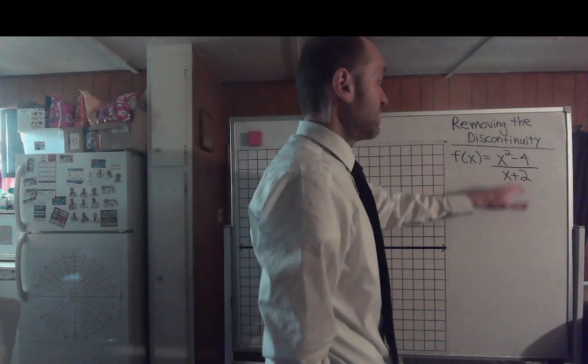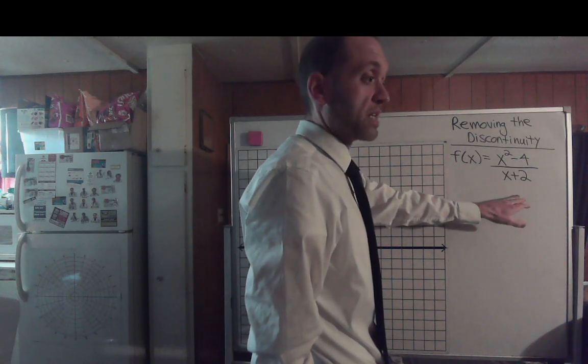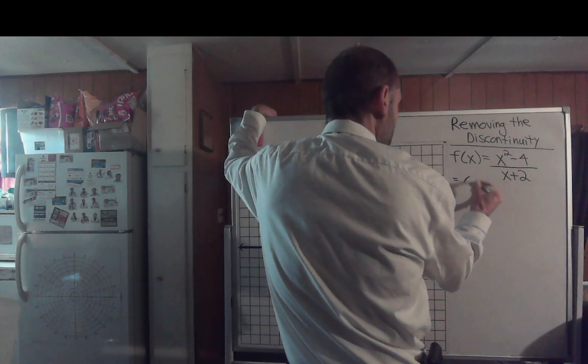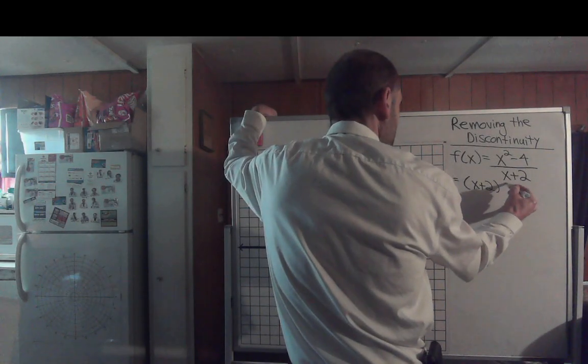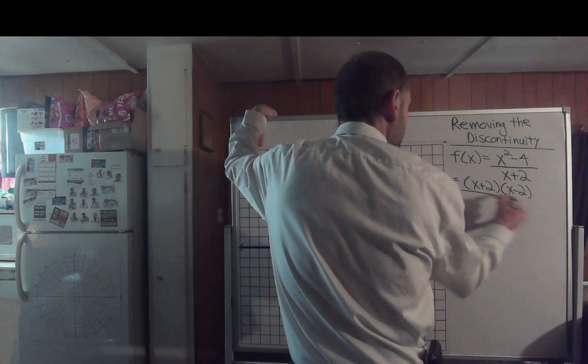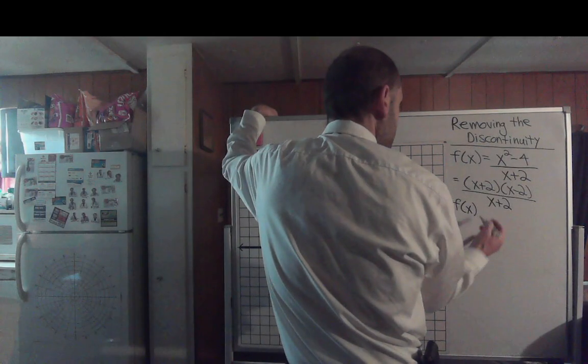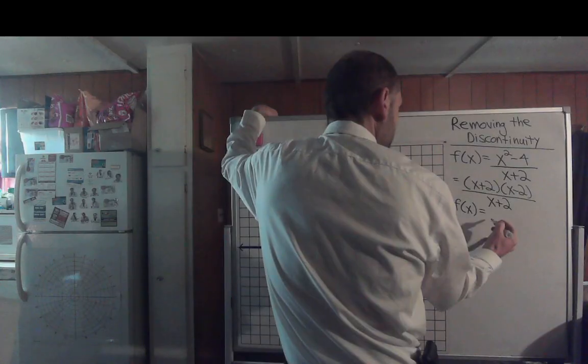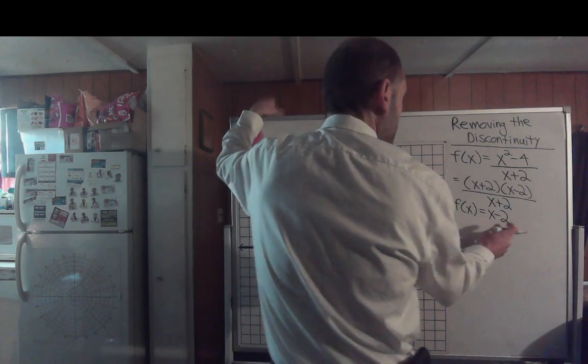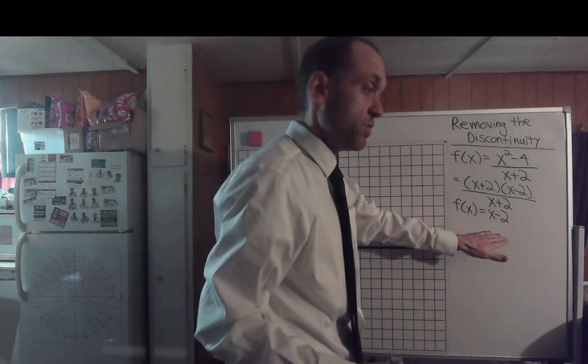So let's say f of x equals x squared minus 4 all over x plus 2. Well, I think it's safe to say we can factor the numerator. This would turn into the quantity x plus 2 times x minus 2, all divided by x plus 2, which would end up giving you that f of x equals x minus 2, a simple line.